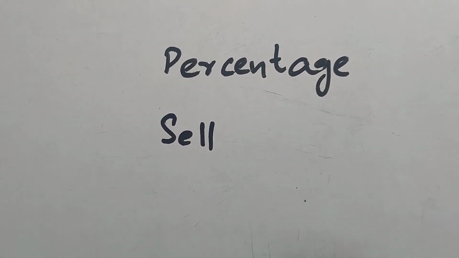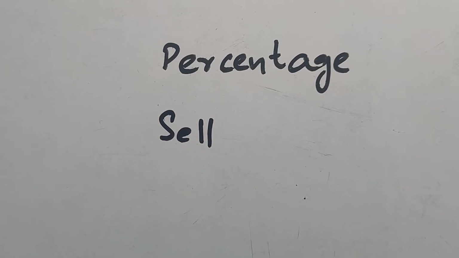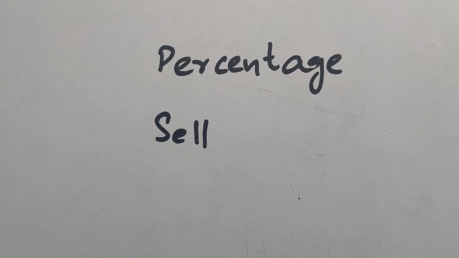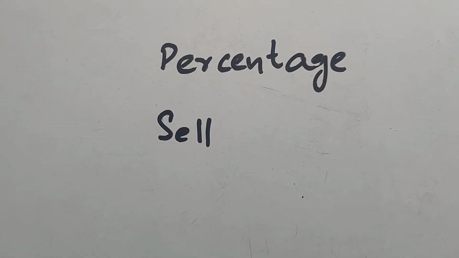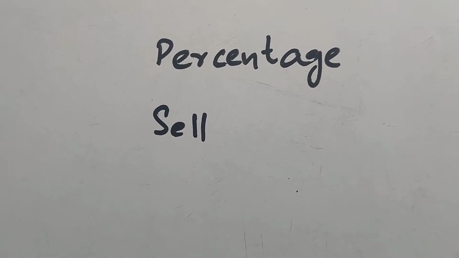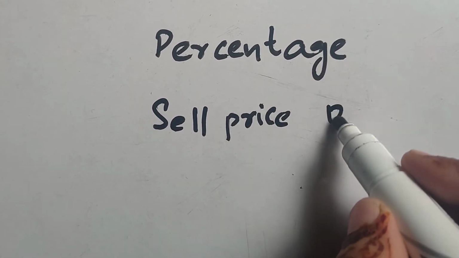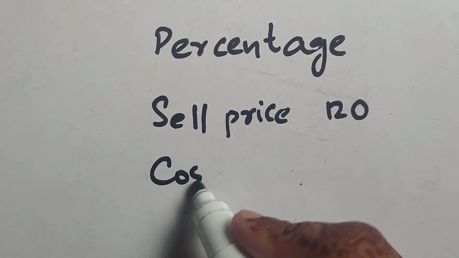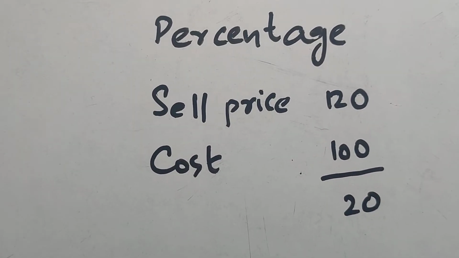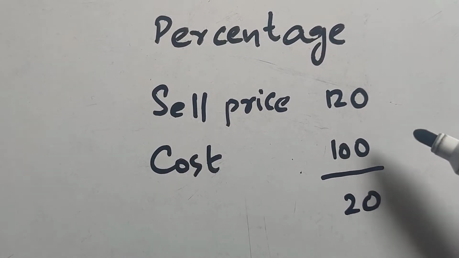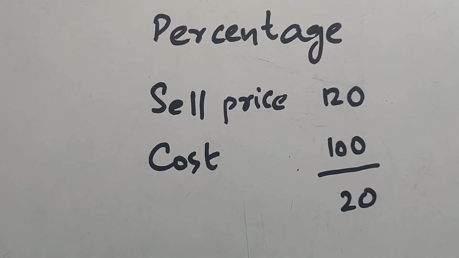For example, I went to market and I bought something of rupees 100, right? And then after I bought it, I sold it to somebody at a price of 120, right? First I bought something and then I sell it. I sell it on the price of 120 and I bought it at a price of 100. So I made a gain of rupees 20, which is the profit. So basically profit is the difference between selling price and cost price. This is just the difference between the two.